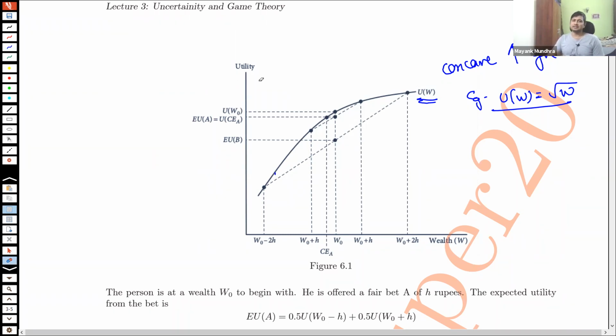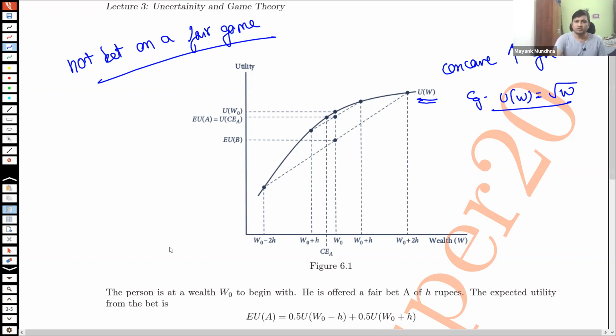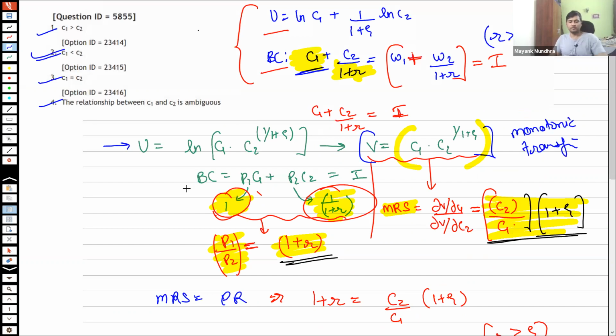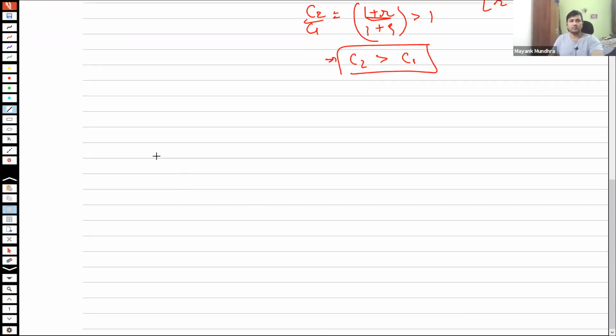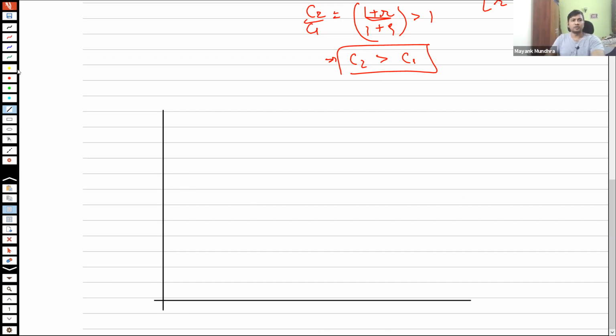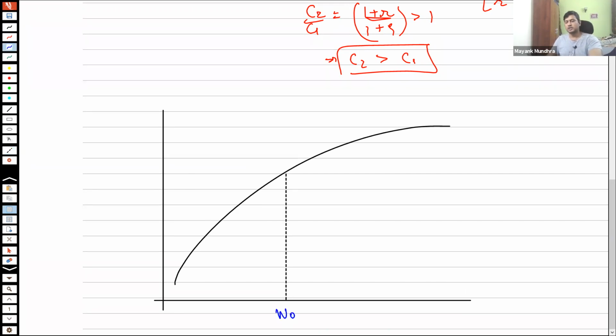The point is that if your utility function has this sort of curvature, then you would not bet on a fair game. Why won't you bet on a fair game? To understand it, let's take this example of a utility function which looks like this. Suppose right now you are at some wealth level W naught. If you participate in this bet, you would get W naught plus H with half probability, and you would end up at W naught minus H with half probability.